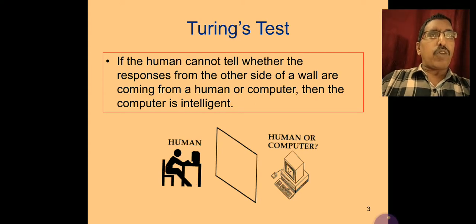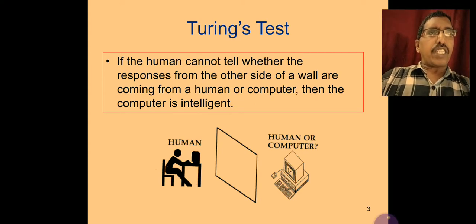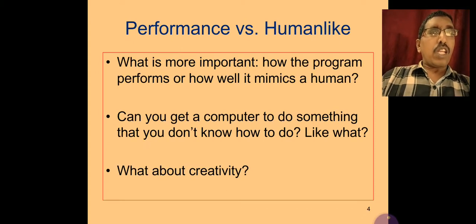But we need to ask certain questions regarding this topic. How far can a computer mimic human behavior? Even if it can mimic human behavior, can an artificially intelligent computer perform certain tasks that a human cannot perform? Can the computer become a creator of art, that is, can it write poetry? These questions need to be answered, but in this video I am not going to cover them.